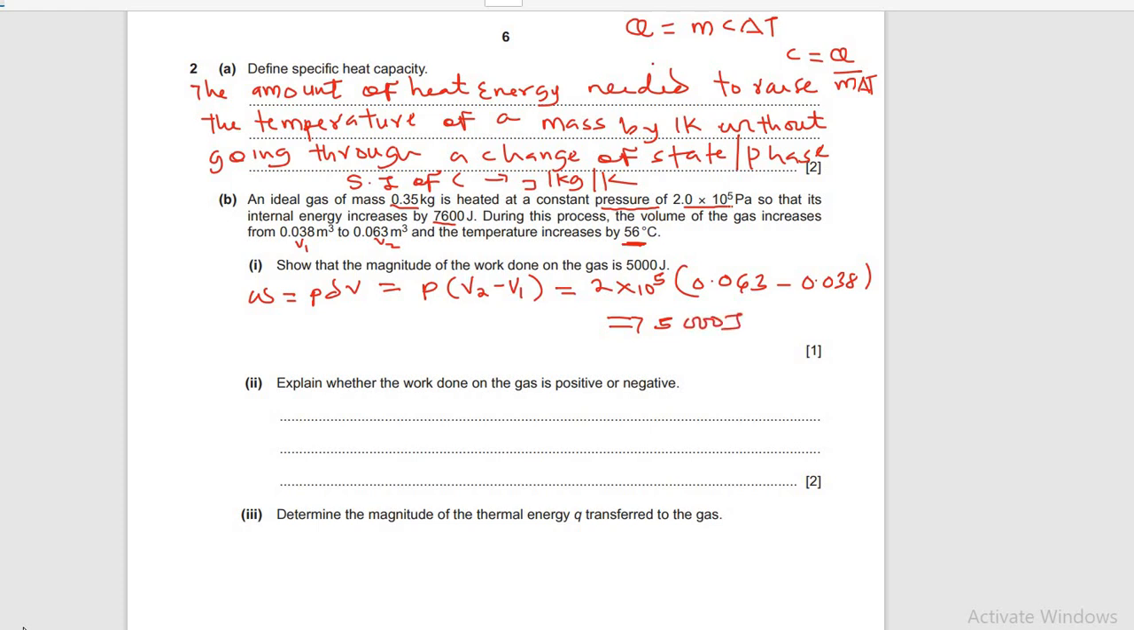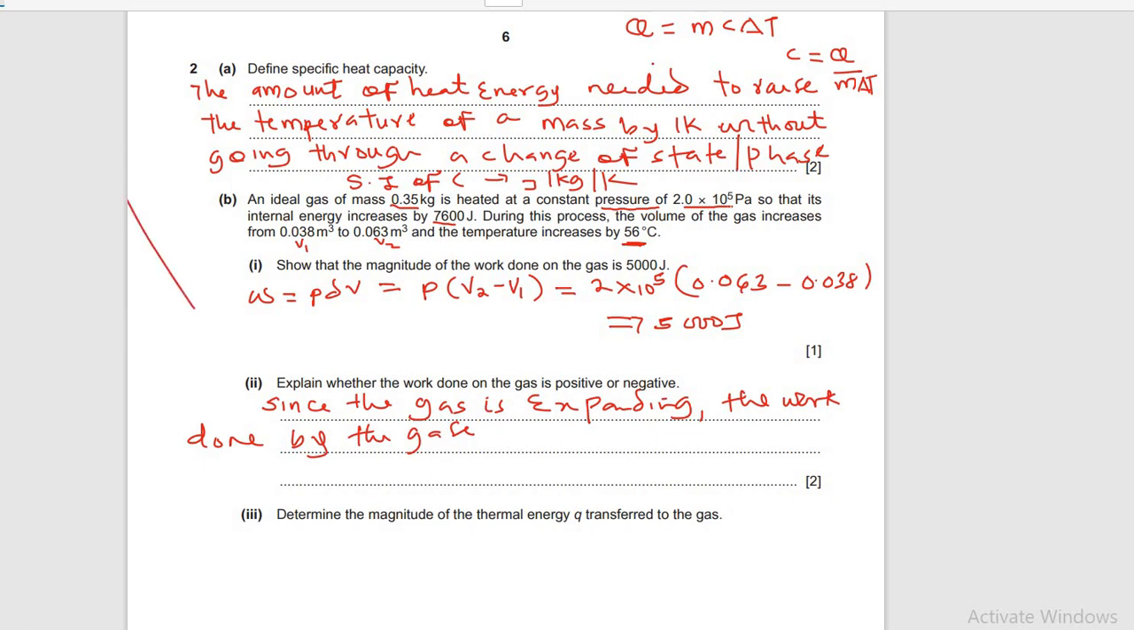State whether the work done on the gas is positive or negative. Since the gas is expanding from a small volume to a higher volume, work is done by the gas, because the gas is pushing the system. The work done by the gas, work is done since the gas is expanding. Okay, let me do it like this.